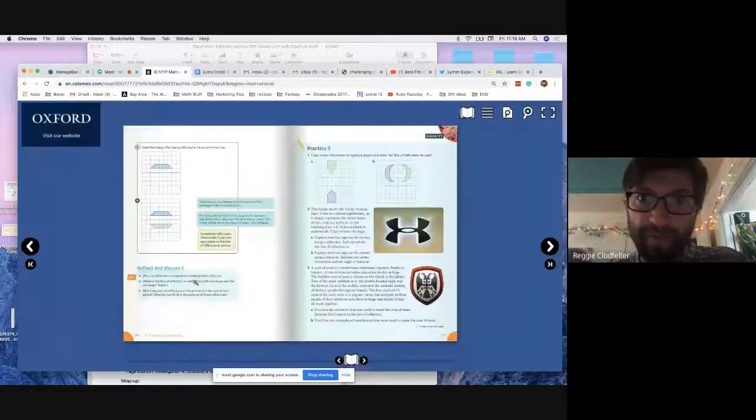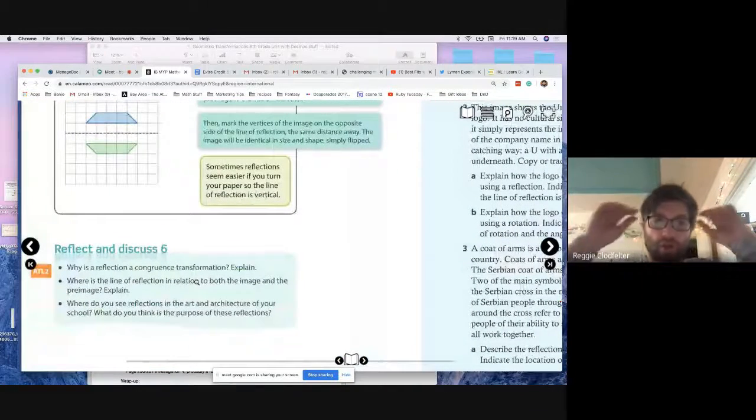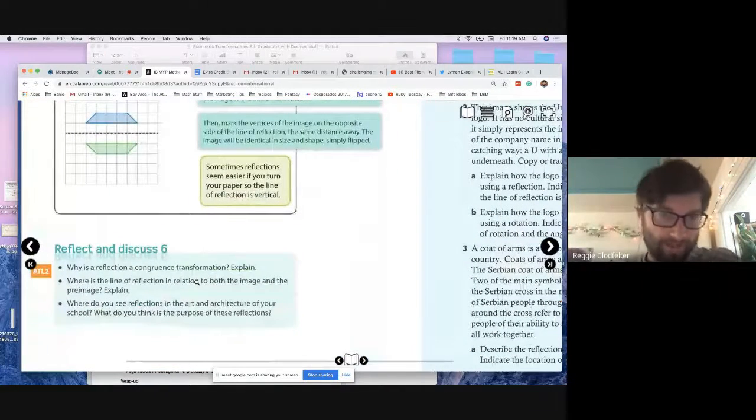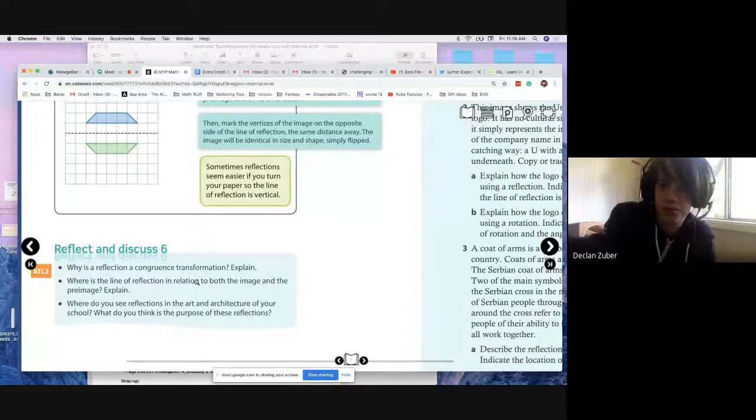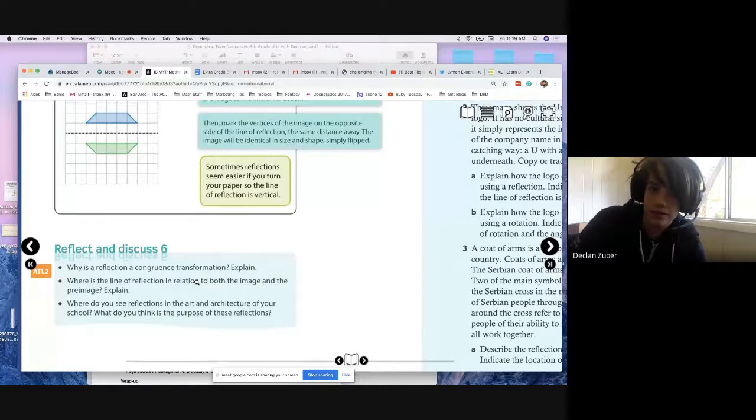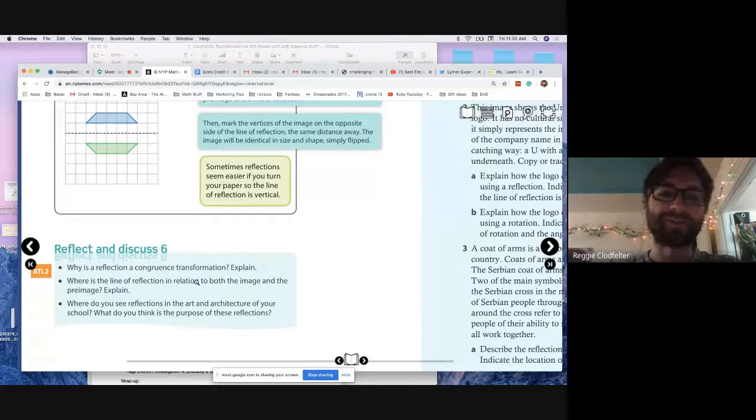So we have another reflect and discuss. I will call on Declan. Why is a reflection a congruence transformation? Can you explain? Because the shape and size stay the same, it's only just a different position. So it's basically just the same shape. 100% correct. It is the exact same shape in its size and everything except its position. It will have been flipped.